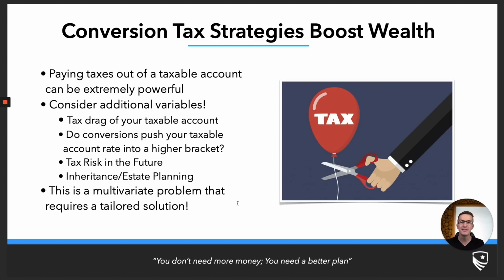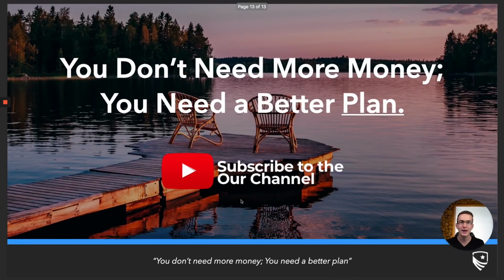And so know that this is a multivariate problem that will change and have to be tailored to every person's situation based on what they have going on in their situation. But know that paying taxes out of the right accounts can increase not only the value of a Roth conversion, but also the after-tax value within your retirement. Hopefully you found that I was able to wade through the complexities of this concept within this video. Hopefully it was eye-opening for your situation.